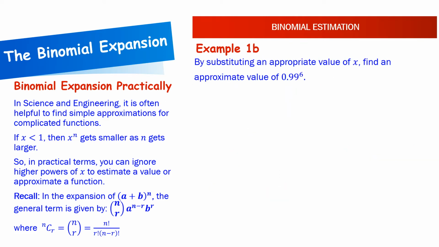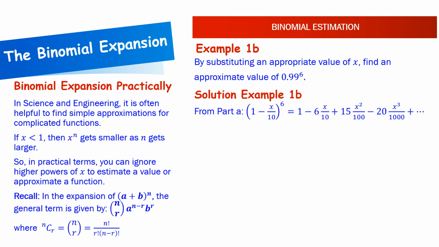Now let's have a go at part B. By substituting an appropriate value of x, find an approximate value of 0.99 to the power 6. So clearly we're going to be applying part A to part B. From part A, we have an expansion for (1 minus x over 10) all raised to the power 6. In order to find 0.99 to the power 6, we find when 1 minus x over 10 equals 0.99.